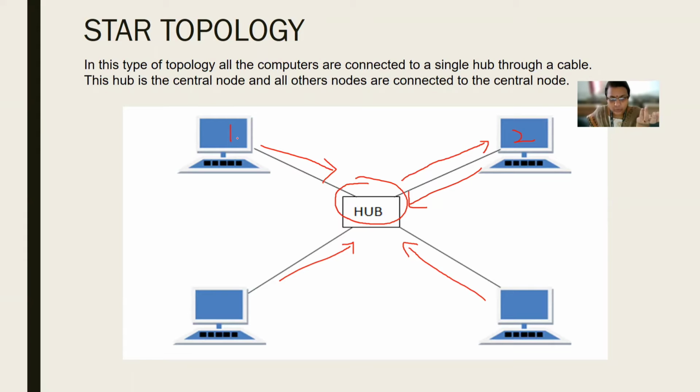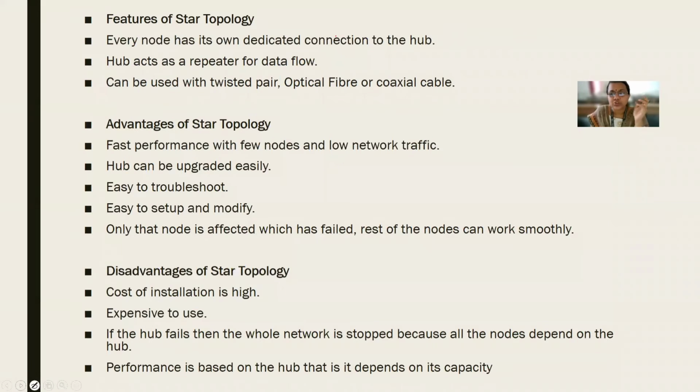From node 1, the data comes to the hub, and the hub will transmit the data and also boost it. So there is no need for any separate boosters in between the networks. Every node has its own dedicated connection to the hub, and the hub acts as a repeater for the data flow. It can be used with twisted pair, optical fiber, or coaxial cable.